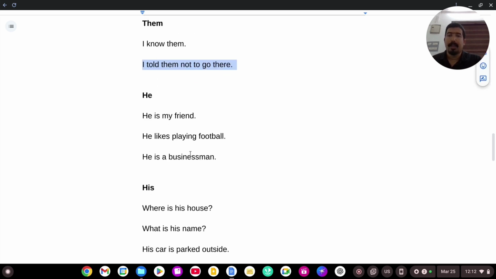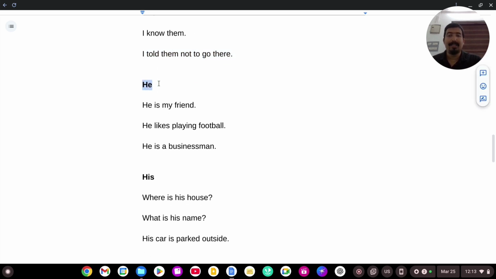Okay. Again, next one, he. You have to point out one person standing maybe here. He. That is a boy, that is a man. The gender is a man. He is my friend. There is one person standing there. I am telling someone, he is my friend. Just one person. Third person singular subject, he.